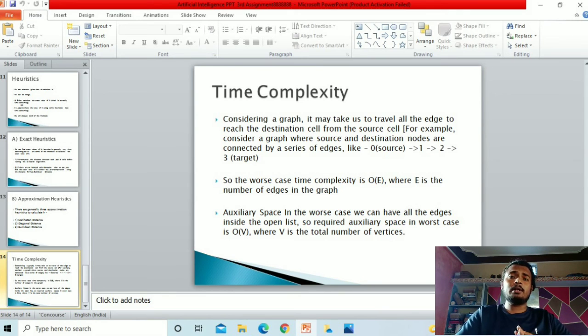And the third point explains the auxiliary space. In the worst case we can have all the edges inside the open list, so the required auxiliary space in the worst case is O(V), where V is the total number of vertices.